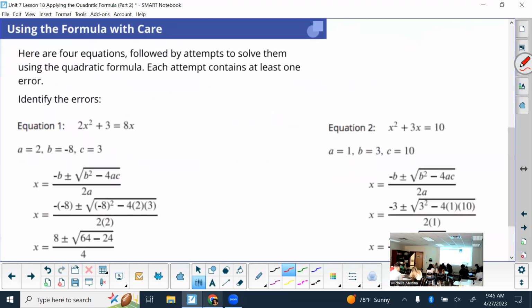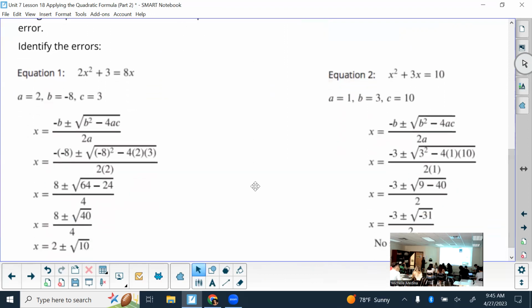All right, moving on though. Today's lesson is also about the quadratic formula, and we are identifying some errors. We've gone over the steps previously. If you need to review them, you can find them in your notes. These equations are worked out, and each one of them has a mistake. Try to find where the mistake was made and how to fix it. Try that with just the first two equations right now, and then I'll check in and go over them.